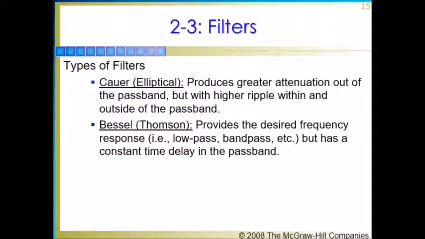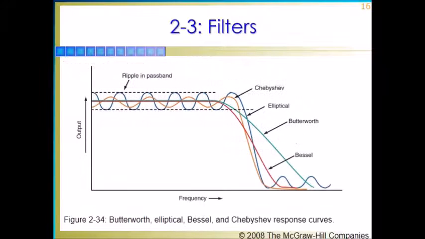Filters that must pass pulses or wideband modulations are examples. To achieve this desired response, the Bessel filter has lower attenuation just outside the passband. Here, we can see the Butterworth, elliptical or Cauer, Bessel or Thomson, and the Chebyshev response curves.